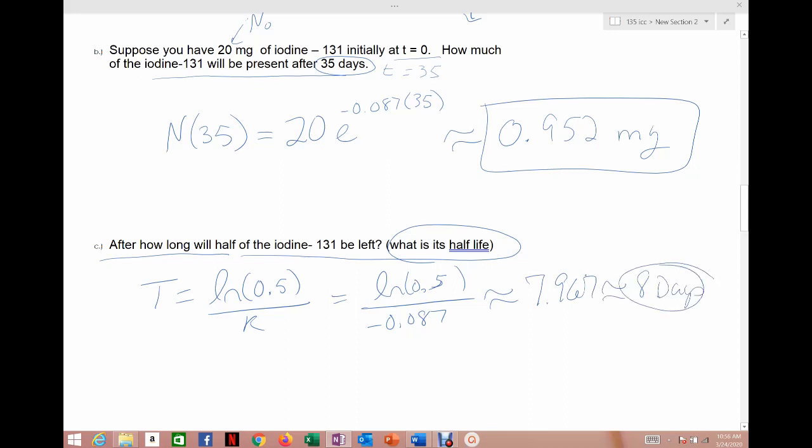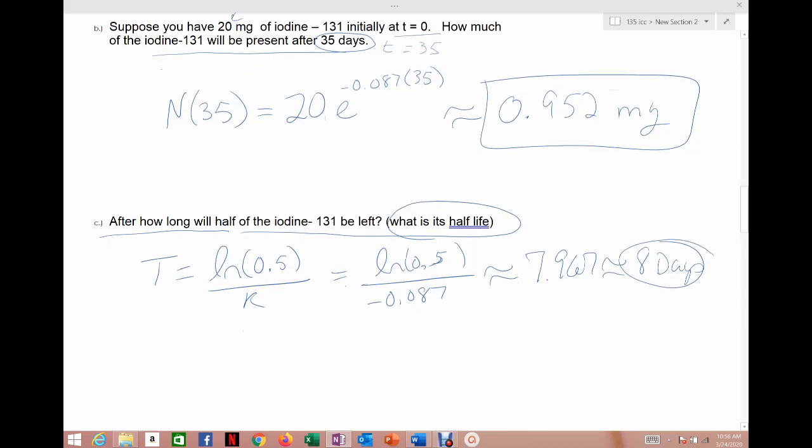Remember units, days. So the half-life is probably 8 days. Every 8 days, it loses half. So you started with 20, and in about 8 days you'll be down to 10. 8 days later, you'll be down to 5. Another 8 days, you'll be down to 2.5, and so on. It cuts in half every 8 days.